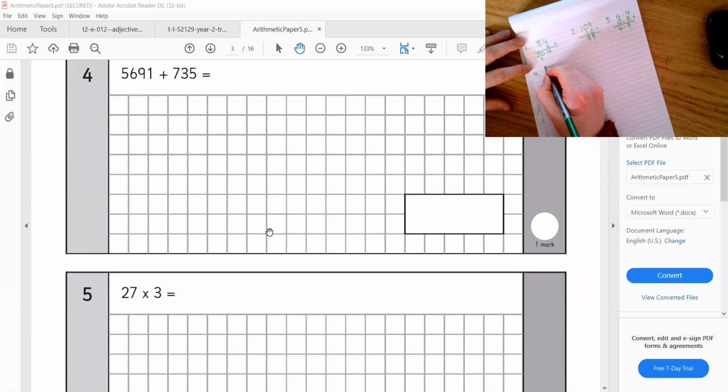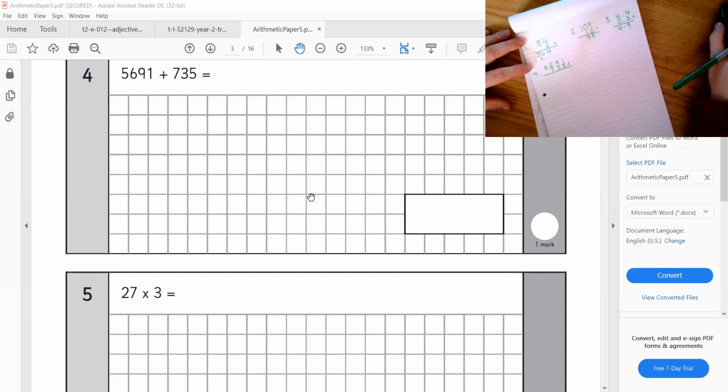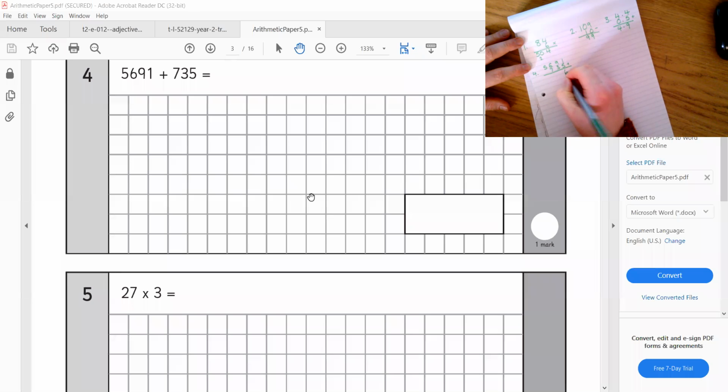So what we've got: 5, 6, 9, 1, and we'll add in 7, 3, 5, and I can already see this is testing whether or not I can carry on to the next column. We should have 5 add 1 then is 6, 9 add 3 then is 12, 6 times 2 is 12, add 1 is 13, add the 1 more is 14, and then 5 add 1 then is 6, so you should have 6, 4, 2, 6.